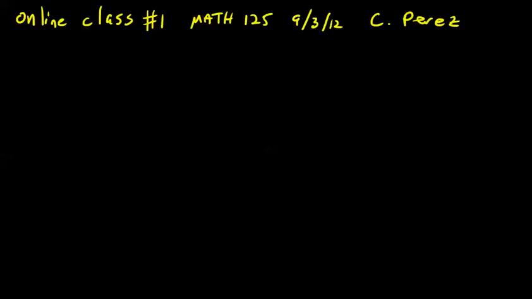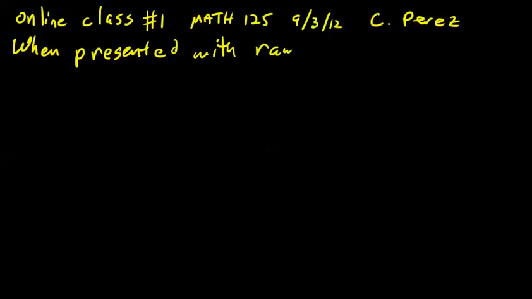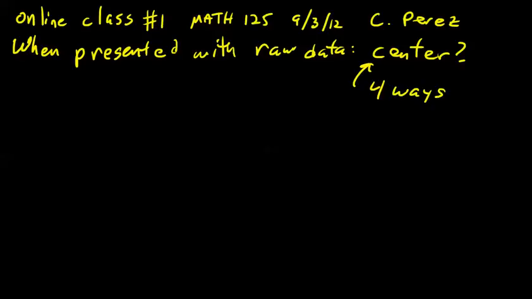As we saw last time, when presented with raw data, you ask yourself the main question: where is the data center? And we saw last time in section 3.2 there's 4 ways to measure: mean, median, mode, and mid-range. And that's in section 3.2.